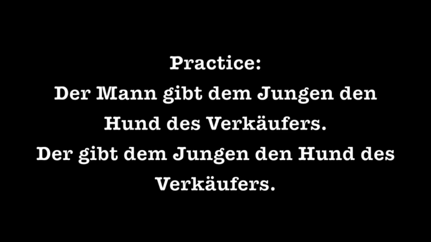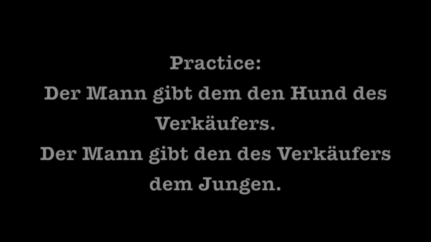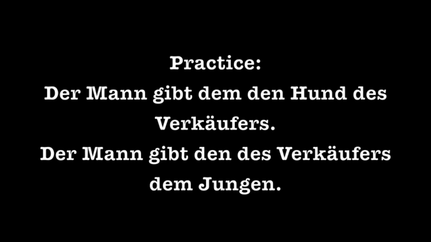This puts a little bit more emphasis on the man. It's as if we were standing in a crowded area and we're trying to figure out exactly which man is giving the boy a dog. In this case, we would be pointing at someone and say, Der gibt dem Jungen den Hund des Verkäufers. If you wanted to take out the indirect object in the sentence, you would take out dem Jungen and insert dem. So the sentence would become, Der Mann gibt dem den Hund des Verkäufers.